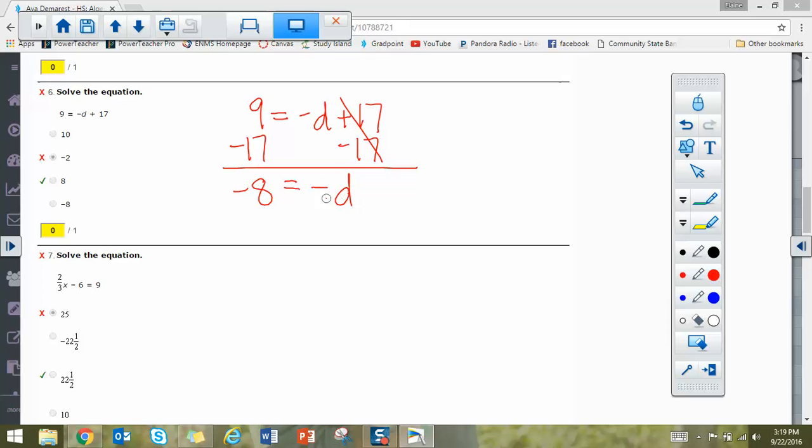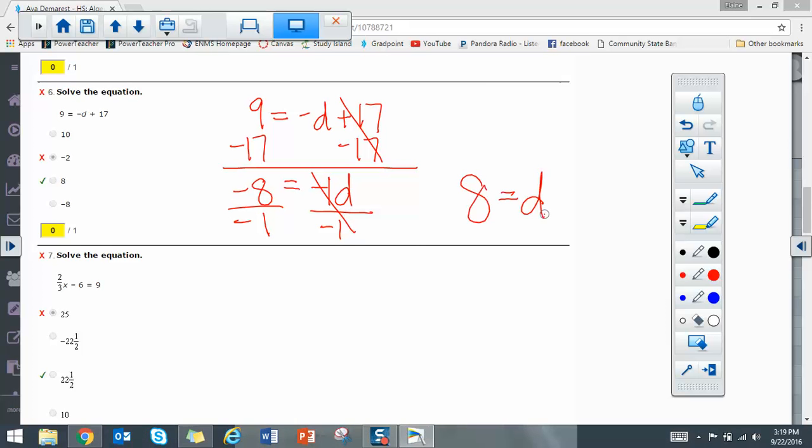When you see a subtraction sign or negative sign in front of a variable, it actually means negative 1. And that has to be taken care of. So we have to then divide by negative 1 on both sides. So then you'll see negative 8 divided by negative 1 is 8 equals d.